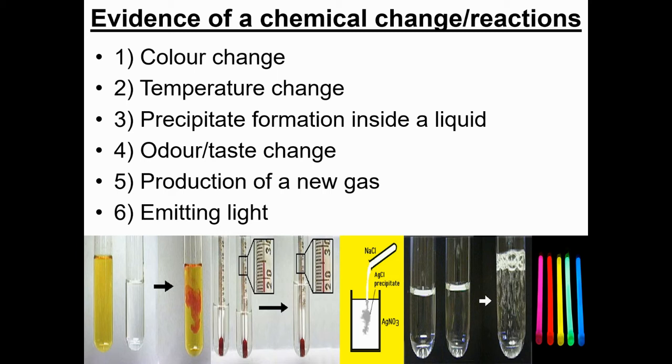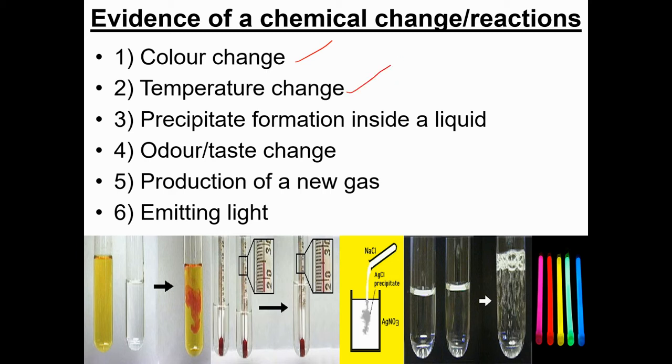One common indicator that a chemical change happened would be a color change. So if you mix two substances together, they were both colorless, and all of a sudden they have a new color, that is an indication that there was probably a new substance formed, and you're seeing that new substance's color.